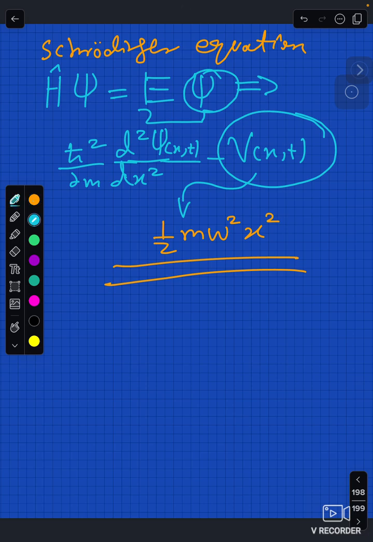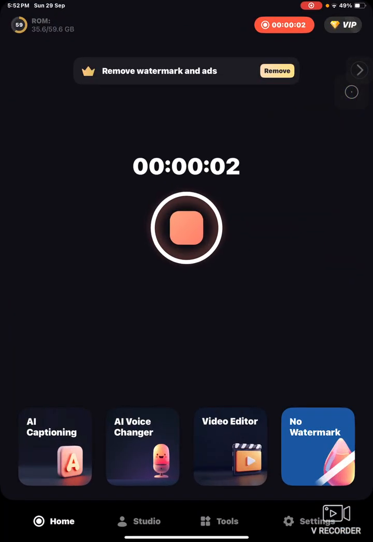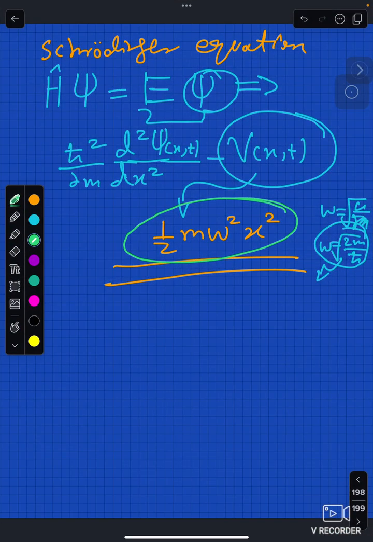Now I think omega is 2 k over m. And in terms of quantum mechanics, it would be like this: 2m over pi h bar. I don't remember correctly, but this should be what it is. But we'll not go into details. Let's focus on this. Now what else are we going to?